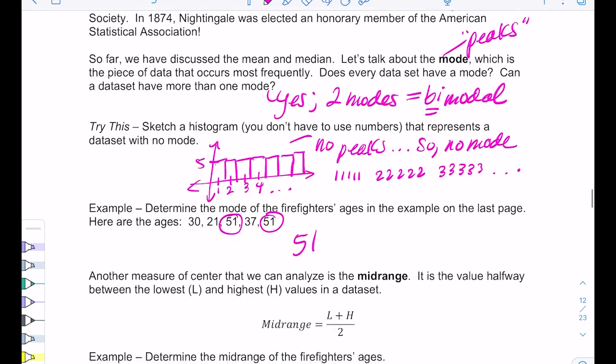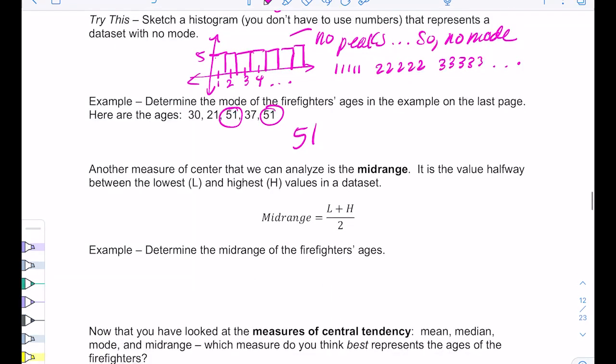Now that you've looked at those measures of central tendency, let's look at the mid-range, which is another measure of center. If we break the word mid-range down, range is highest minus lowest. If I want to find the mid-range, it's the middle between the highest and the lowest values. The formula is lowest value plus highest value divided by 2. It's kind of like the midpoint.